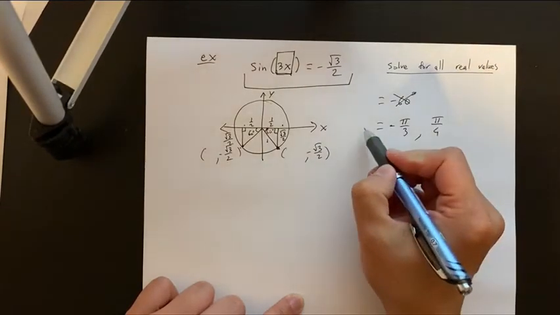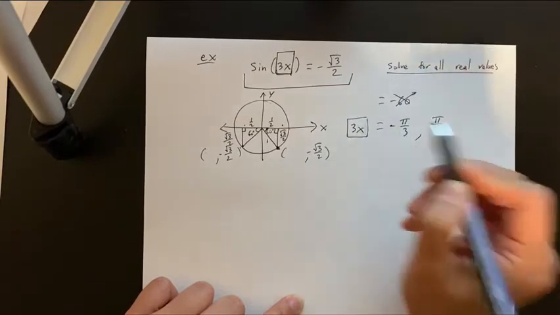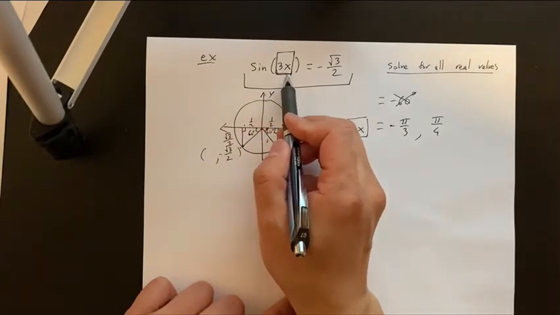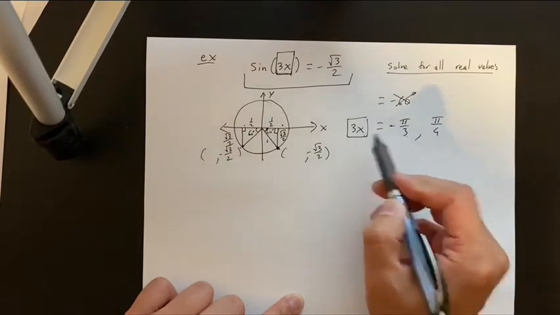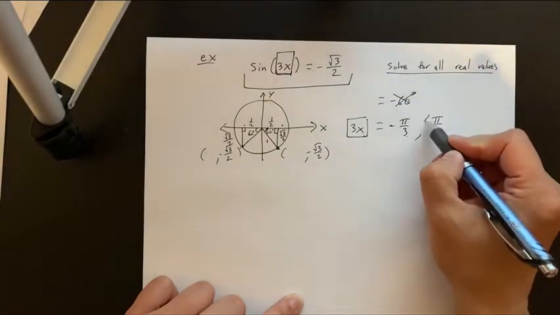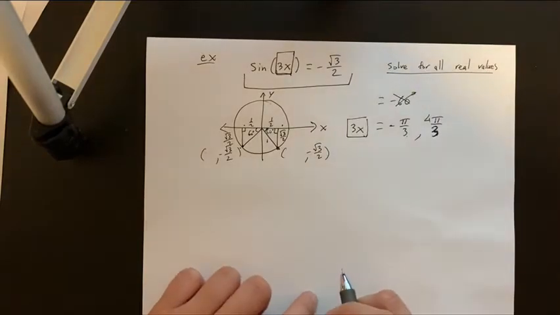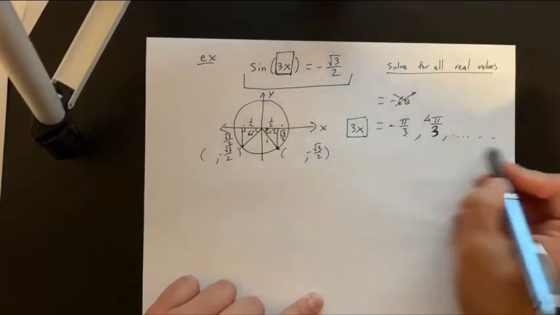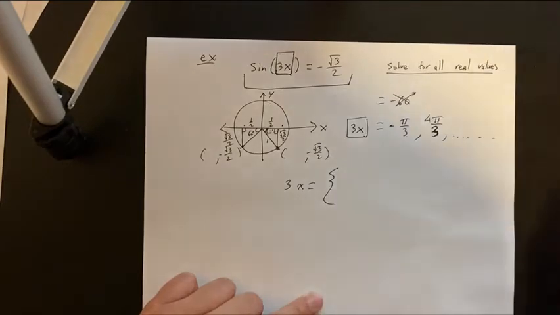Okay, and this would not be x. This would actually be 3x, because that's the input for sine, and so that's the angle. The angle is 3x, so negative pi over 3 is the 3x, 4 pi over 3, sorry, is the 3x. And there's infinitely many more. We cannot list them all out. So there's a clever way to do that.